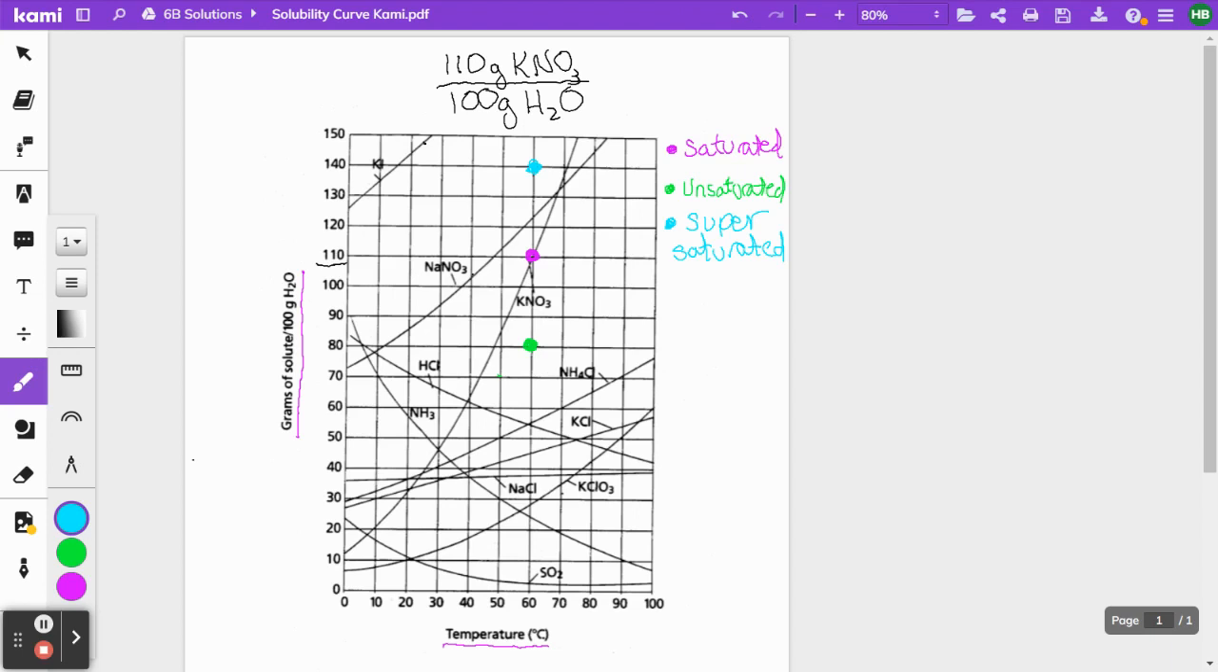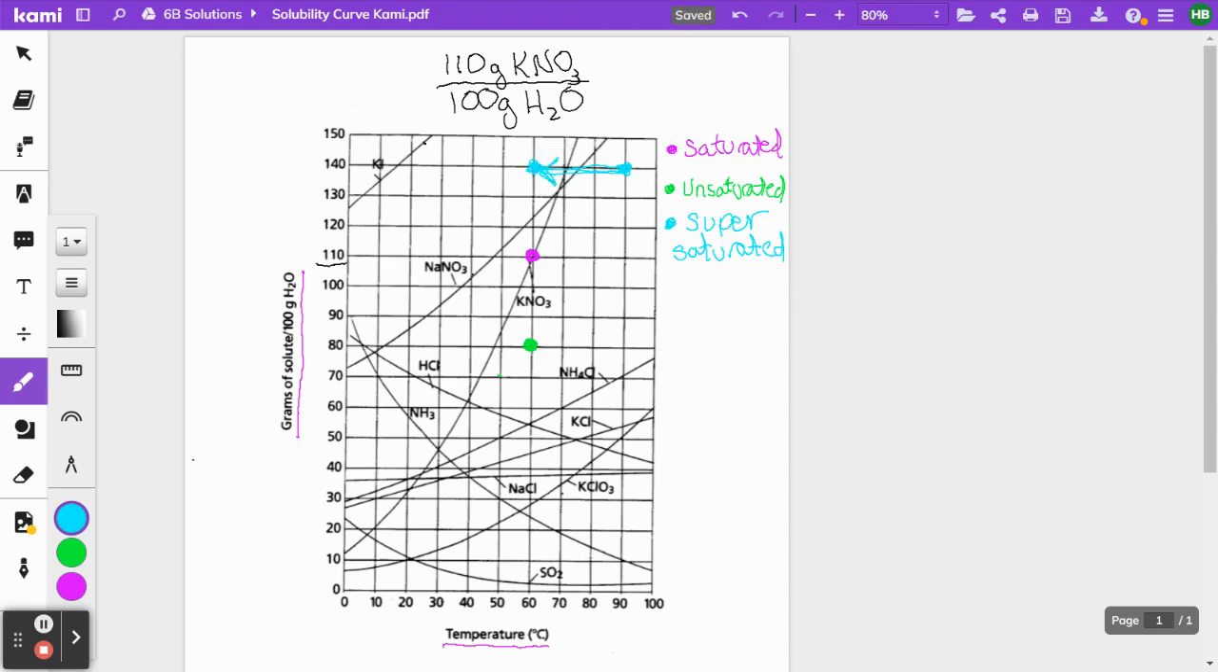So you might be smart enough to say, hey, you told me that saturated was the most that could dissolve. Well, here's how you make a supersaturated solution. What I would do is heat my solution to 90 degrees Celsius or something above the saturated mark. After I heat it to 90 degrees Celsius, I can easily dissolve 140 grams of KNO3 in 100 grams of water. Then I would let my solution cool. If you leave it sitting out on the table, it will cool down.